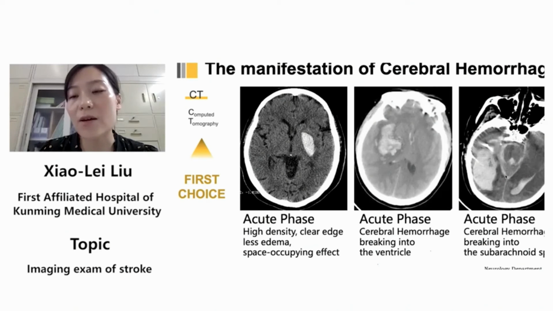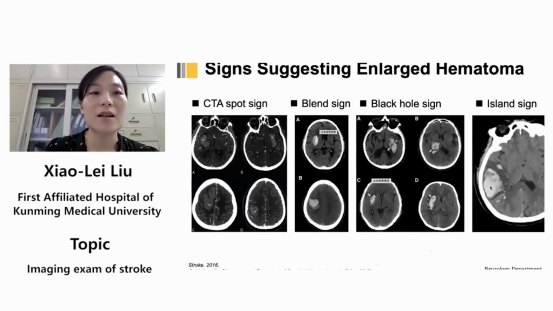All of them are high density here. And there are some signs suggesting enlarged hematoma. If there is a hemorrhage in front of us, we should look more carefully to explain it and find the signs suggesting enlarged hematoma. So CTA spot sign is this.